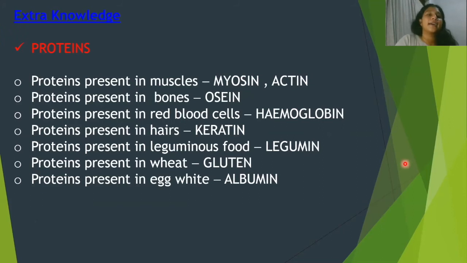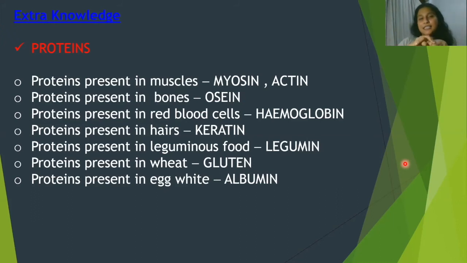Okay, here we go. So proteins are present in muscles as myosin and actin. Maybe you all have seen some guys with huge biceps. In that biceps, they have popped up their muscles. So in those muscles, it contains myosin and actin.